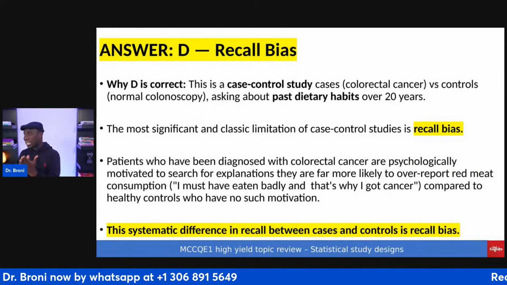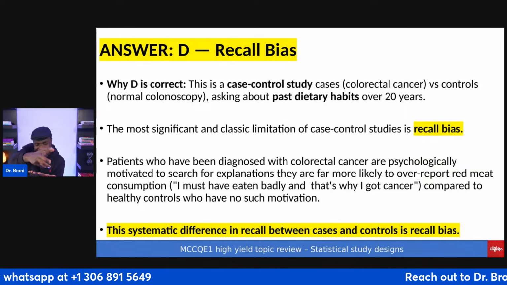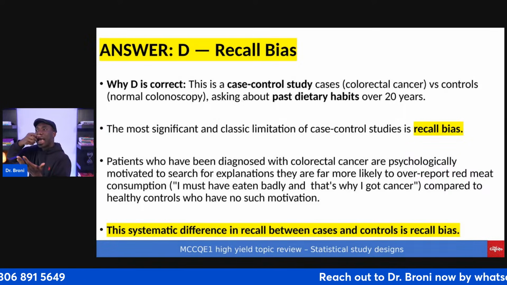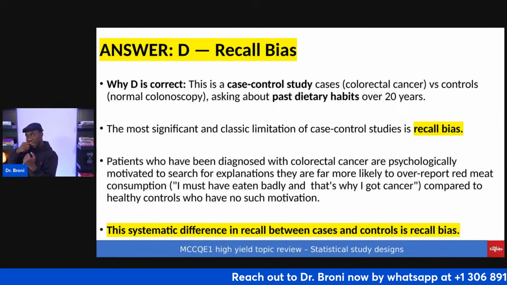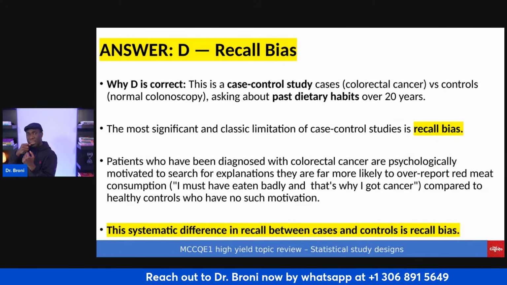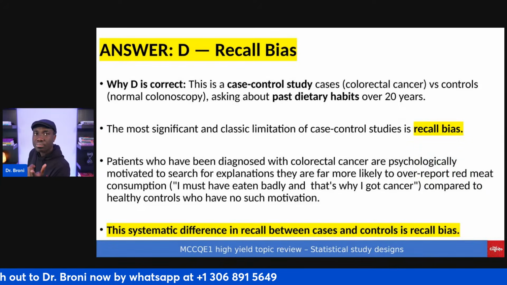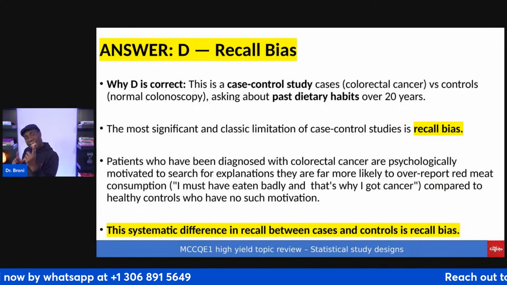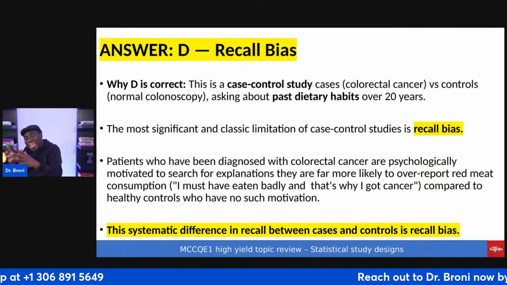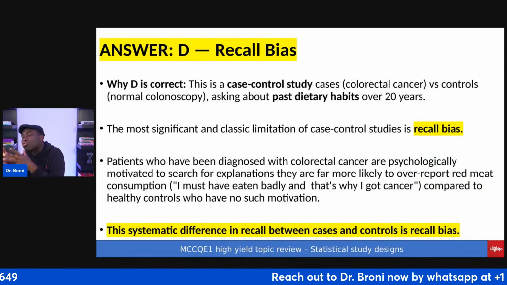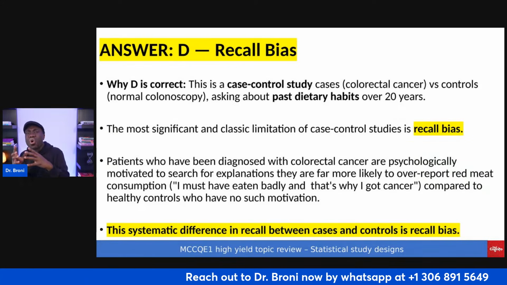So you have to understand the statistic you can generate from a case control study is the odds ratio. The limitation of a case control study is recall bias.